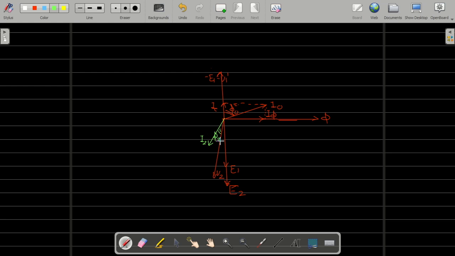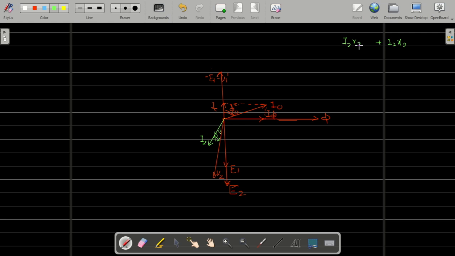Generally load is inductive, so I2 will lag. Resistive hota to I2 and V2 same phase mein aate. Capacitive hota to I2 will lead to V2 by angle of phi. I am assuming V2 yahan hai. Abhi dekhte kya hota hai. Okay, just assume kiya hai. Now, jab I2 rahega to I2 R2 drop hoga ki nahi? I2 R2 drop, I2 X2 drop.